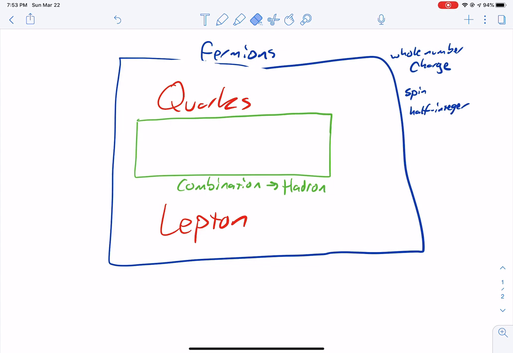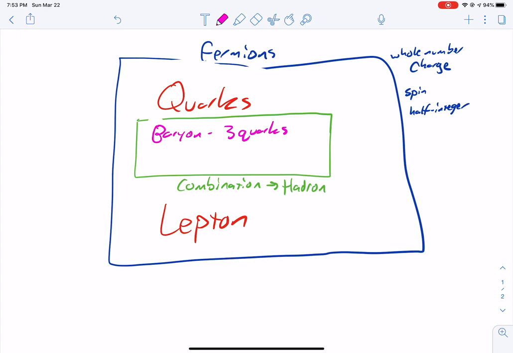There are different combinations of hadrons. We have a baryon. A baryon is 3 quarks. 3 quarks put together is a baryon. For example, a baryon would be a proton. A proton is a baryon. A neutron is a baryon. A proton is up, up, down quarks. 3 quarks. A neutron is up, down, down quarks.